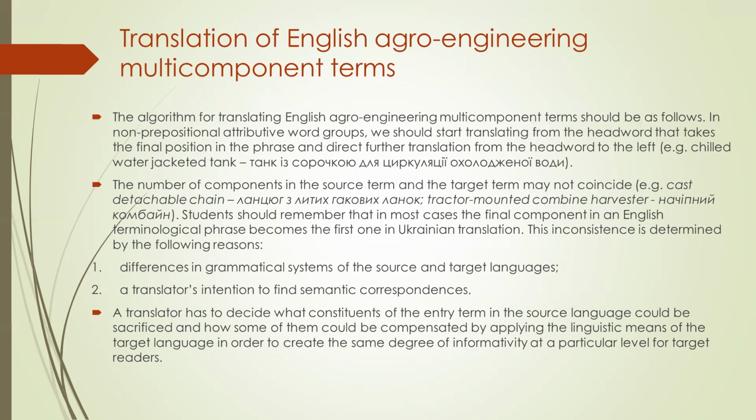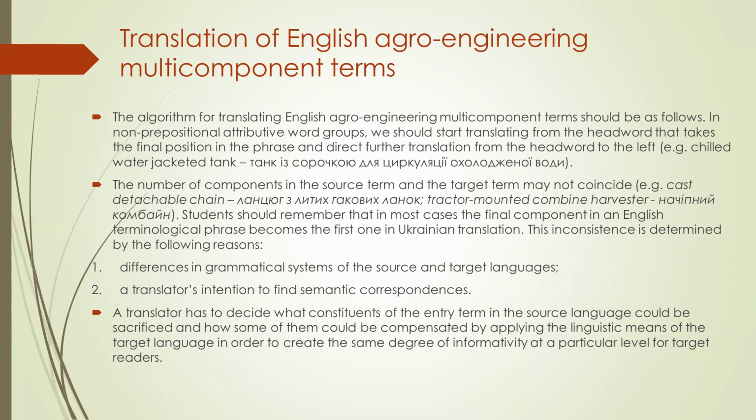The algorithm for translating English agro-engineering multi-component terms should be as follows. In non-prepositional attributive word groups, we should start translating from the head word that takes the final position in the phrase and direct further translation from the head word to the left. The number of components in the source term and in the target term may not coincide.